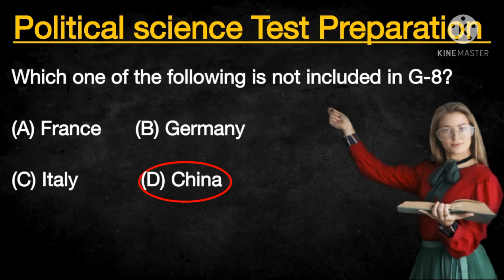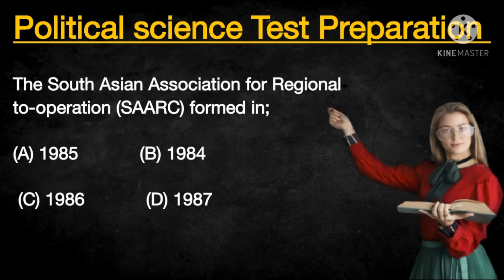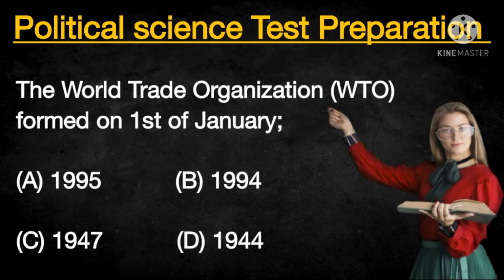Question: The South Asian Association for Regional Cooperation (SAARC) formed in A. 1985, B. 1984, C. 1986, D. 1987. Its correct answer option A, 1985. Question: The World Trade Organization WTO formed on 1st of January A.